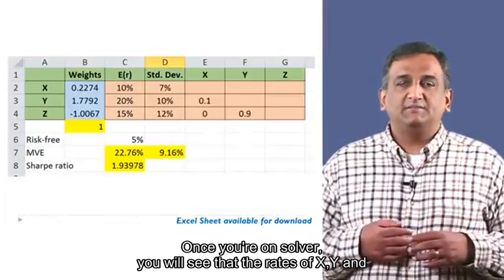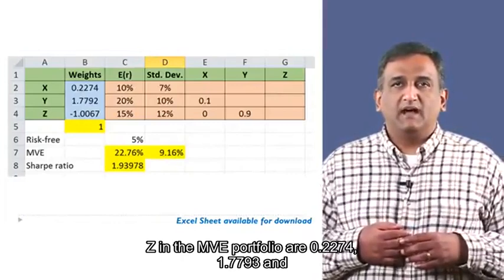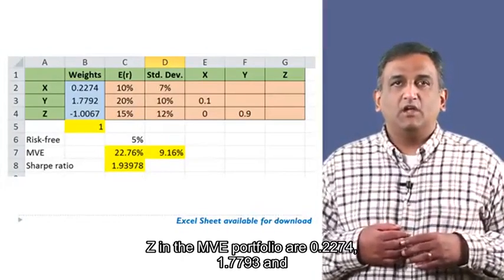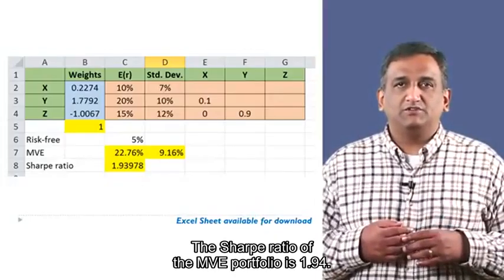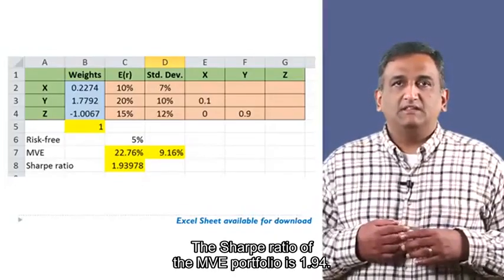So far, we have looked at investment opportunity sets that involve only risky assets. What happens to the investment opportunity set if we introduce a risk-free asset?